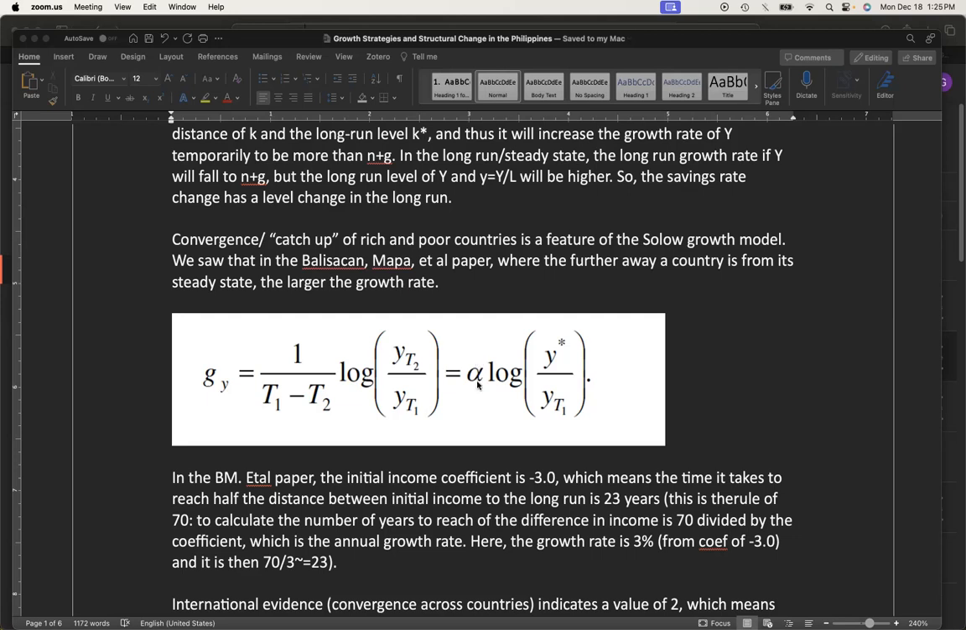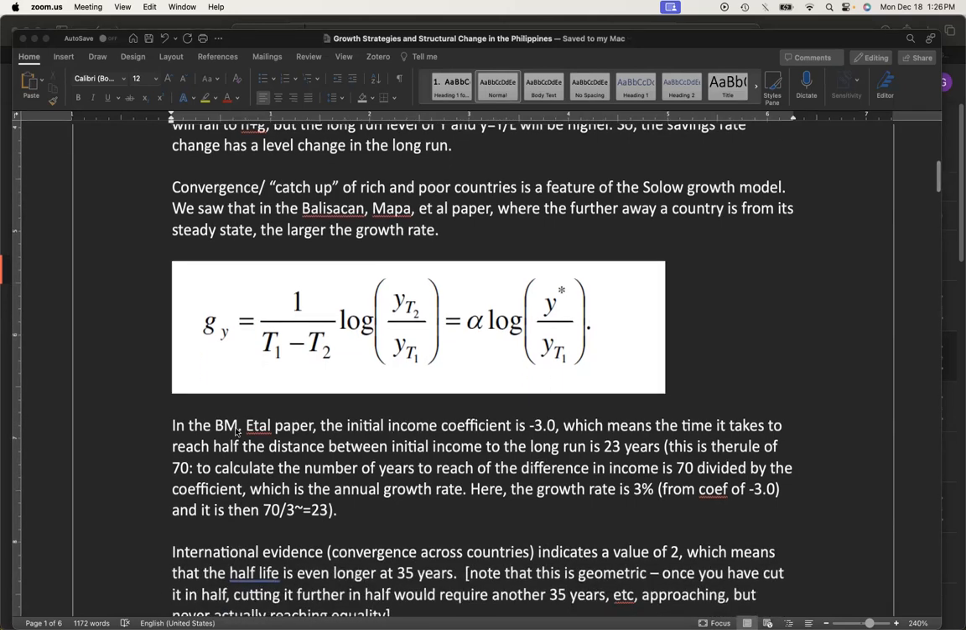And then, what else? The log growth in Y depends on the distance between Y star, the ultimate steady state, and where you are currently. So let's talk about their findings.